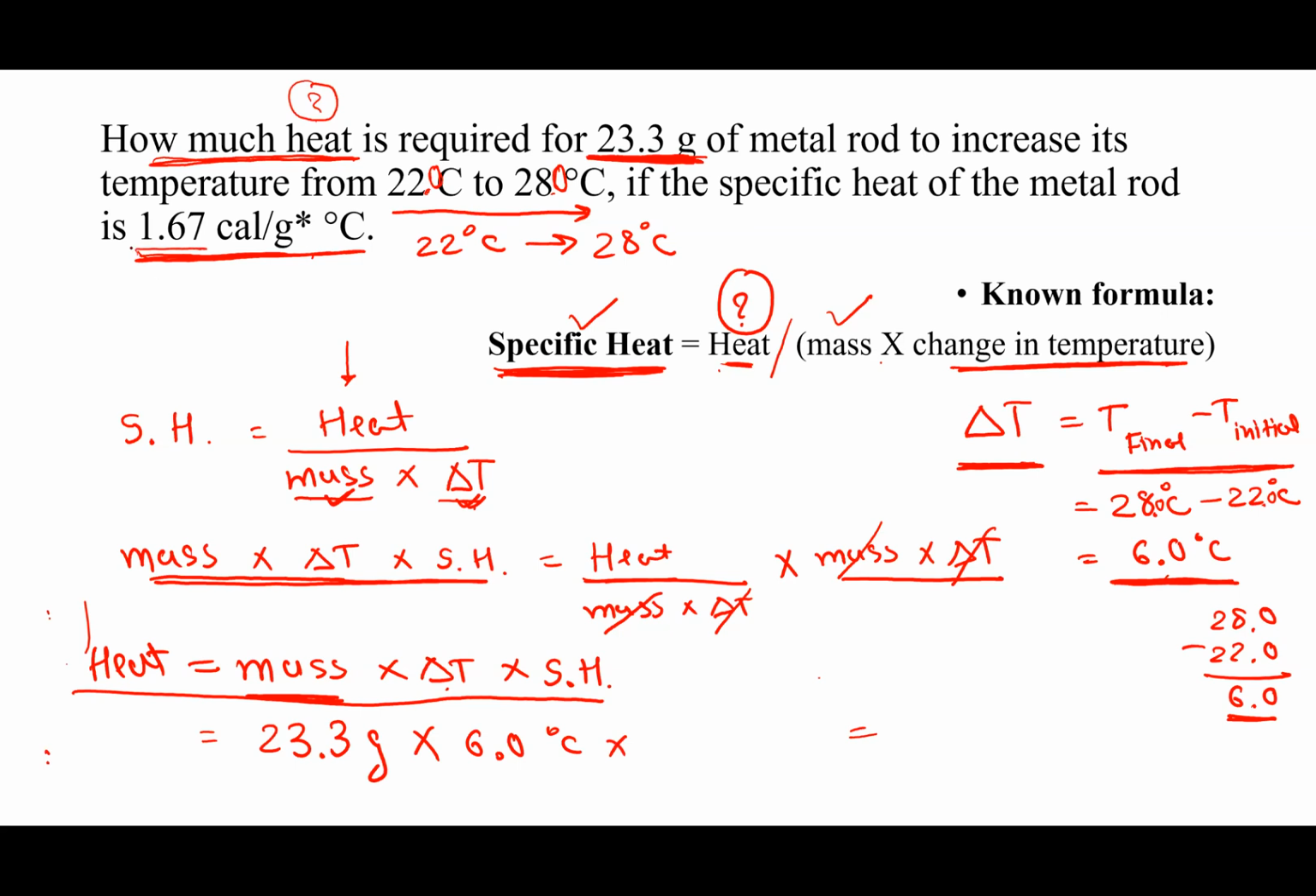For specific heat, 1.67 is given, so we're going to write that down, 1.67. The unit is calorie over gram degrees Celsius, so we're just going to write that down. Now, when you do the math, that's when you have to think about how many significant figures you should have in your final answer. However, the way I like you to approach this is to just do the math. Use your calculator and find out whatever number you get. Then you think about how many significant figures you should have. That way you won't make a mistake.